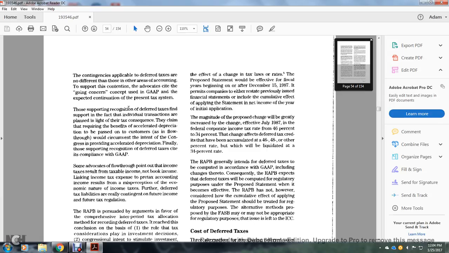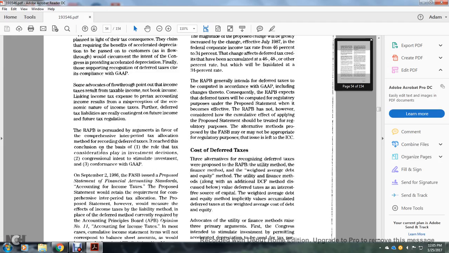Those supporting recognition of deferred taxes cite the fact that individual transaction planning in light of the tax consequences claims the benefits associated with depreciation, and flow-through would be circumvented in the event Congress provided accelerated depreciation. Finally, such recognition of deferred taxes is in compliance with government accounting principles.